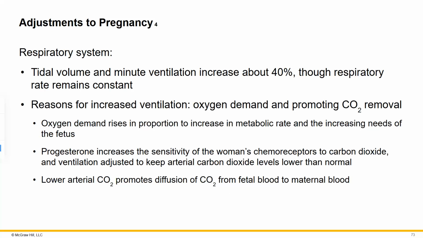The respiratory system: the tidal volume and minute ventilation increase about 40%, though the respiratory rate remains constant. Reasons for increased ventilation: more oxygen demand. Fetal hemoglobin has a much higher affinity for oxygen than the mother's hemoglobin, than adult hemoglobin. And it should, because the baby needs to get its own oxygen too. The baby's growing and needs its own ATP and all that kind of stuff. So we need to bring more oxygen into the body so that the baby can have some of that oxygen as well.